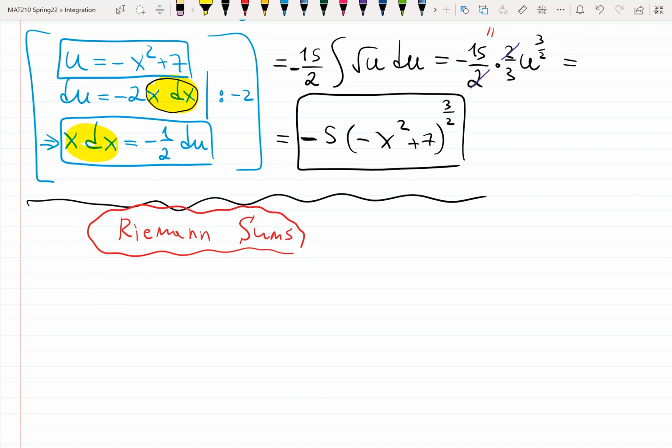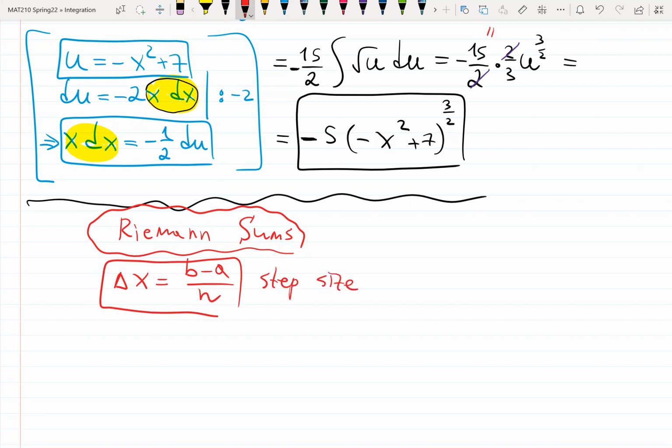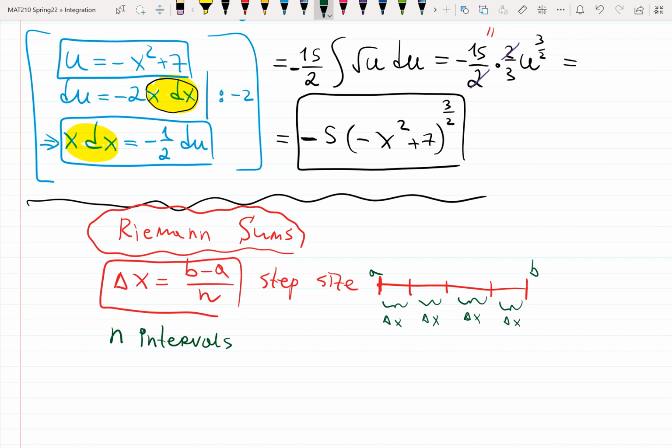So what are the things to remember? Remember that the step size, delta x, is b minus a over n. It is your step size. Here is the interval. How many intervals does it have? That's n intervals. In the example, it's easy to understand. Delta x is a step size. You take the whole interval from a to b and divide by the number of intervals, in this case 4.